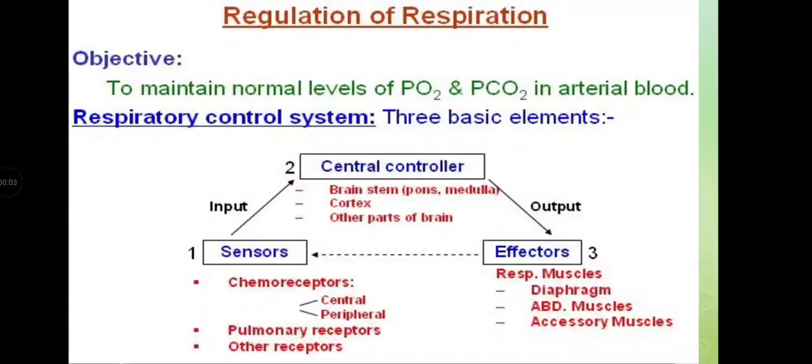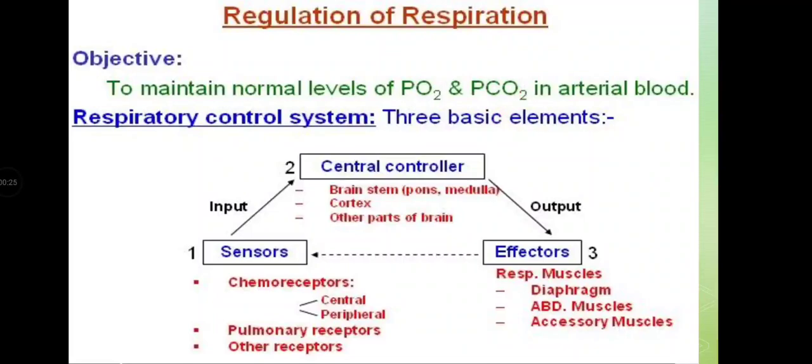The regulation of respiration, the main objective of this mechanism, of this process, is to keep the partial pressure of oxygen, the partial pressure of carbon dioxide, and the blood pH within normal physiological ranges in arterial blood. Now, how does the body achieve this?